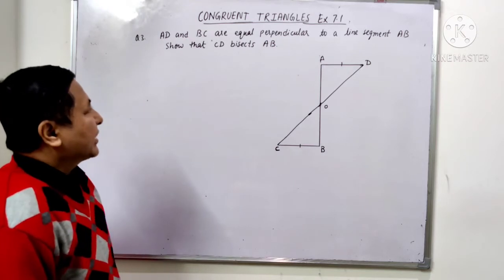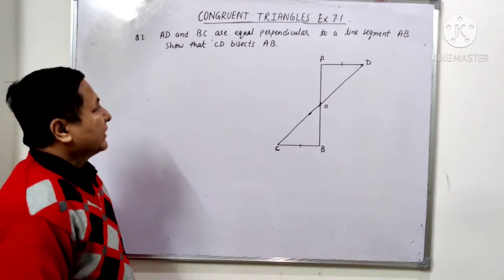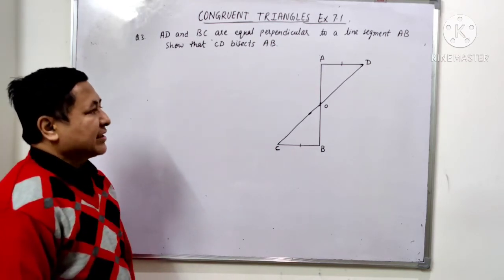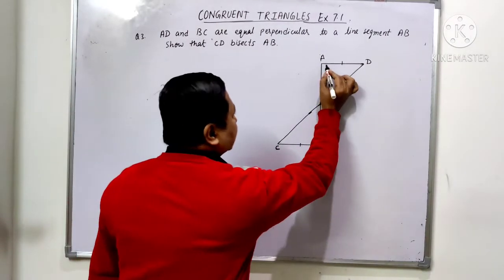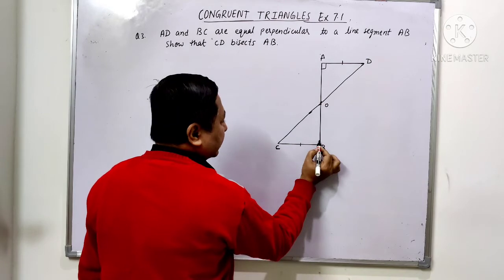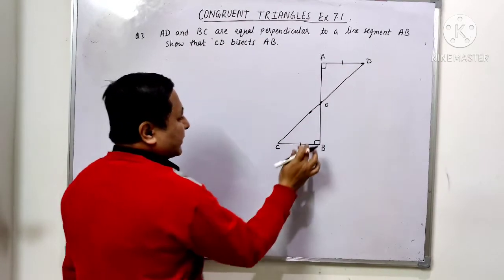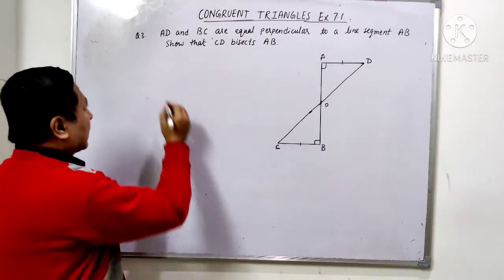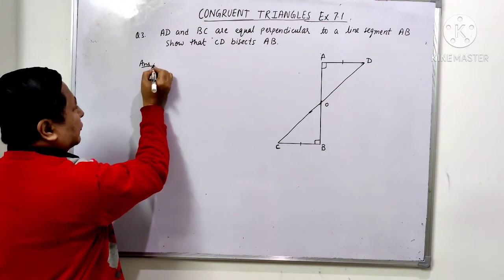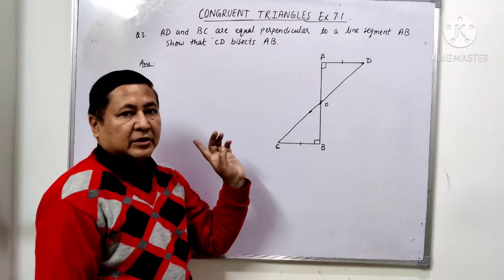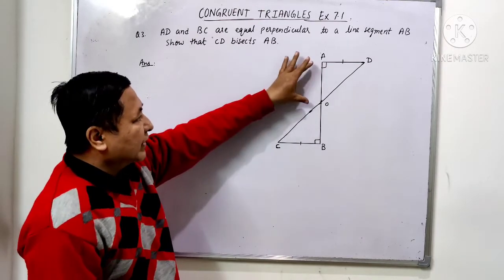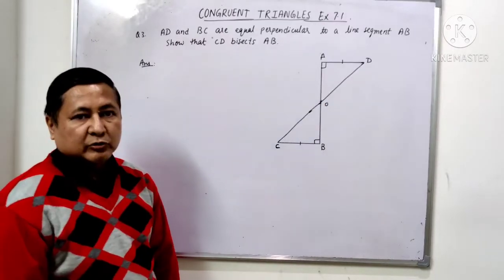AD and BC are equal perpendiculars to a line segment AB. Show that CD bisects AB. In the question it is given that they are perpendicular, so this is making 90 degrees, this is also 90 degrees, and AD and BC are equal. And what we have to prove? We have to prove that this line CD bisects the side AB. That means we have to prove that OA and OB are equal.